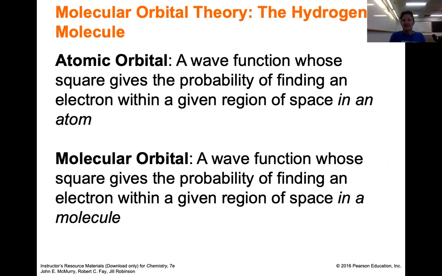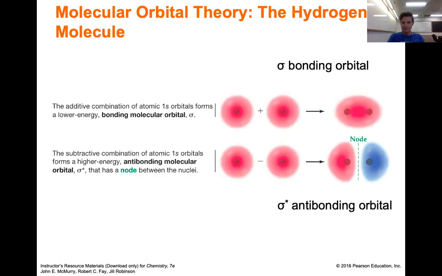So we take the idea that atoms have atomic orbitals, and you had to solve Schrödinger's equation to get those wave functions, which are orbitals. You could do the same thing for a whole molecule. So a molecular orbital is just a wave function whose square gives the probability of finding the electron within a given region of space in a molecule. So it's exactly the same as an atomic orbital, except that you've calculated it with Schrödinger's equation for a whole molecule.